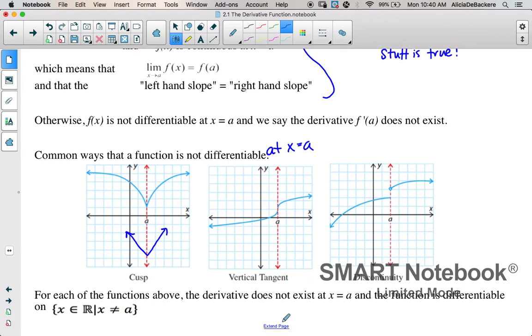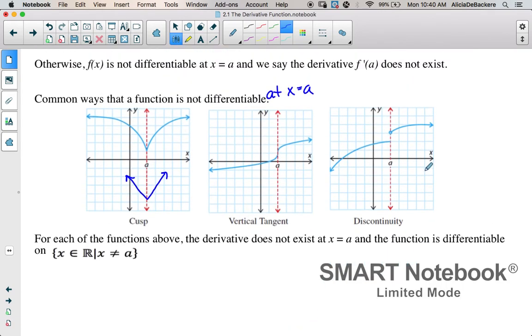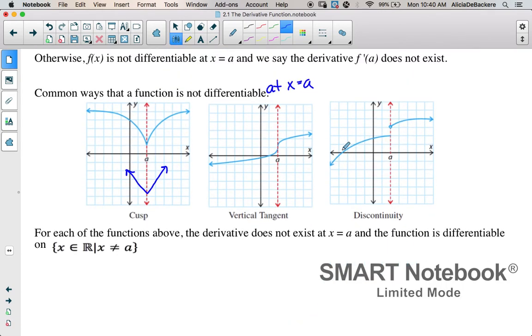Another way that I could have a function that is not differentiable is if I had a discontinuity. So here I've got a jump discontinuity, and this function is not differentiable. A function is also not differentiable at other discontinuities, like a vertical asymptote, for instance.